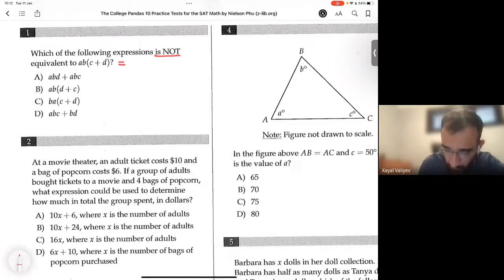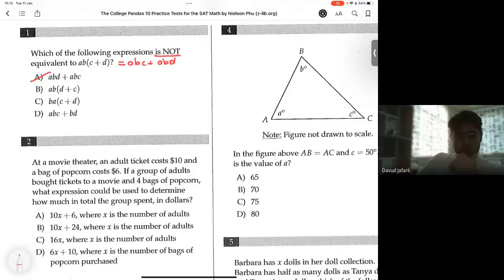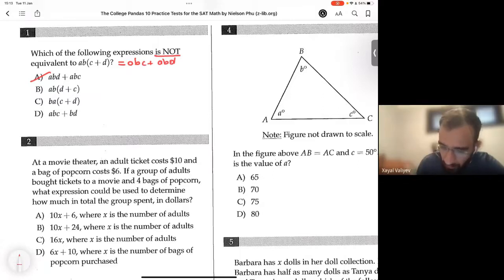Yes, so basically if you multiply AB by the whole bracket C plus D, you will have ABC plus ABD. They wrote it differently for option A, ABC plus ABD. That's the answer, but we're not going to take it because it says "isn't true." Also, look at B. ABD plus ABC is also true. Yes, that's what we said.